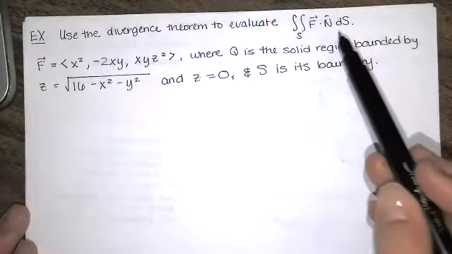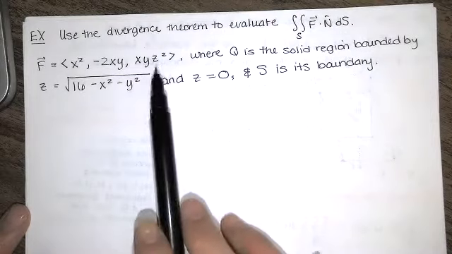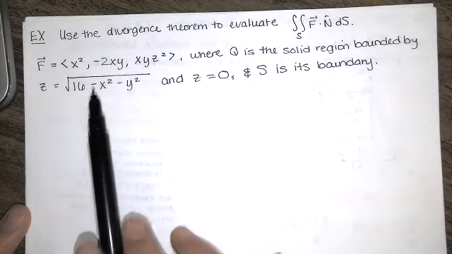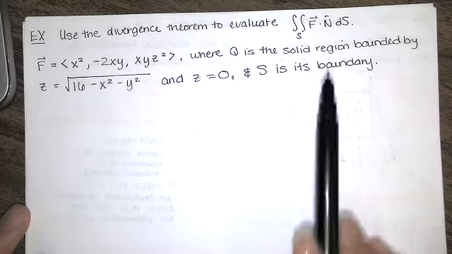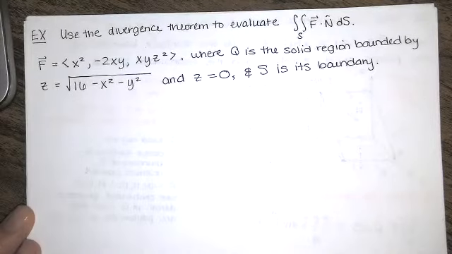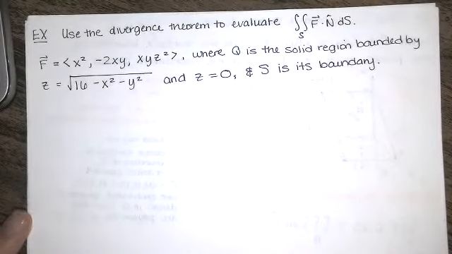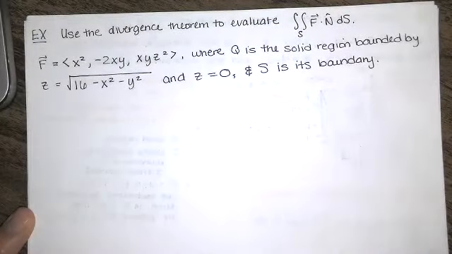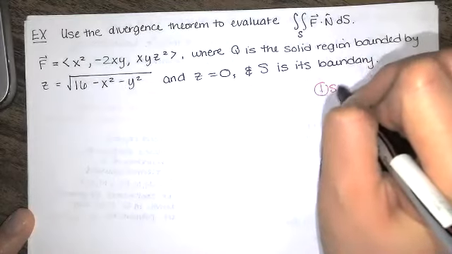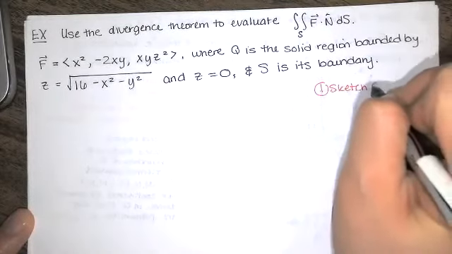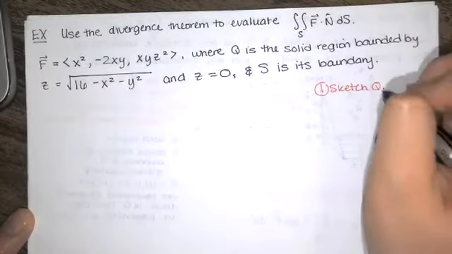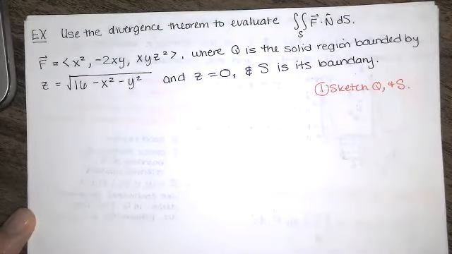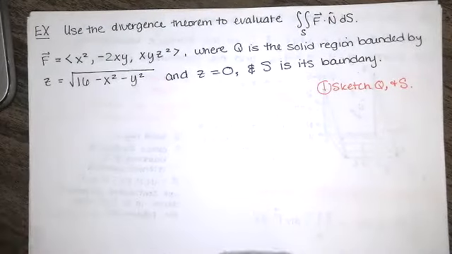Okay, it says use the divergence theorem to evaluate this surface integral. And we've got our field F, and Q is a solid region bounded by this, and S is its boundary. So let's sketch it first. Always start by sketching. So we're sketching the solid region Q and its boundary S.